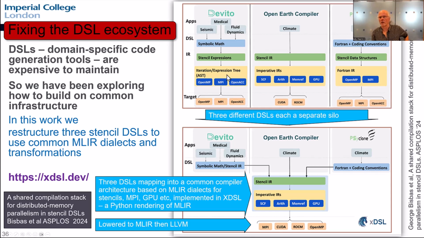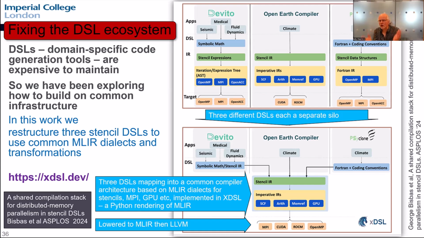So what the diagram shows is, on the top, we have 3 different DSLs, and they're all basically finite difference stencil DSLs. So this is Devito that I've talked to you about. This is a project from Zurich, the Open Earth compiler. It's a climate code. And it has its own stencil intermediate representation, its own compiler backends, and it generates code for GPUs and so on. Cyclone is a DSL being developed by the UK Met Office, again, for somewhat different problems from the ones I mentioned earlier. And again, it has a finite difference stencil intermediate representation.